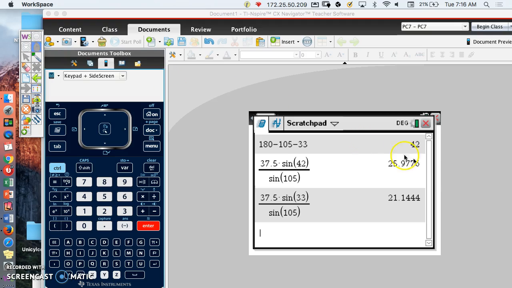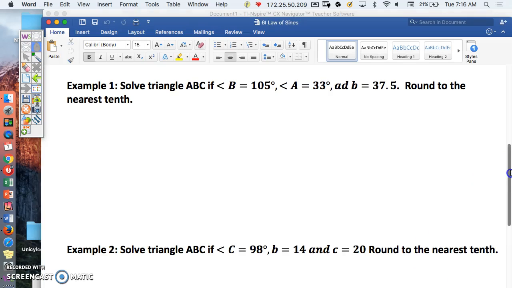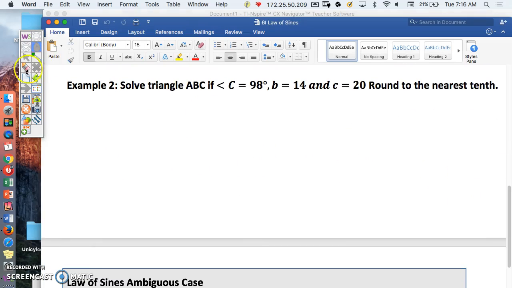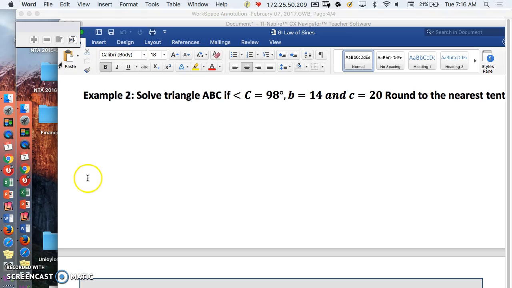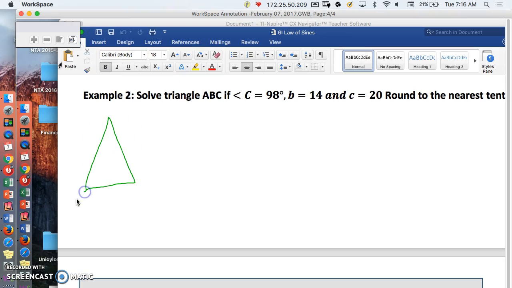So we're done with that one. Now let's take a look at another example here. If we need to solve this triangle, we have A, B, C. C is 98 degrees. Little b is 14. Little c is 20. And that's all we have.